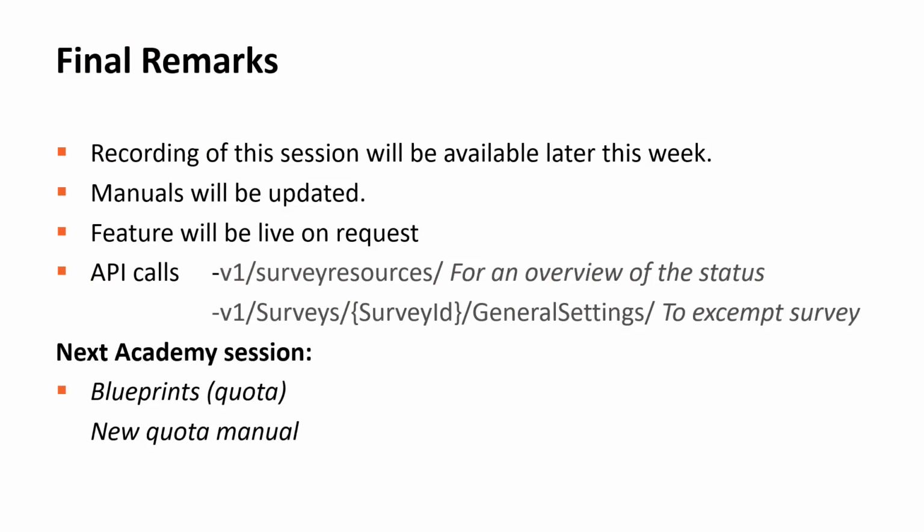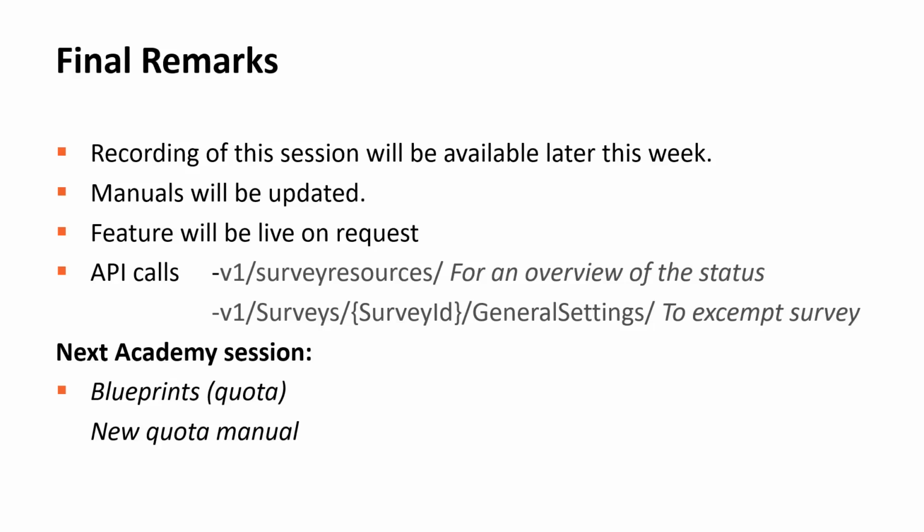For those of you that are creating automation or using the API calls, the API calls are extended too. The first one is the survey resources. This gives you an overview of the status. So in the survey resources, it is now also mentioned when a survey will be deleted or when it will be stopped. And in the general settings, there is now a setting added where you can exempt a survey, or you can see if a survey is exempt.